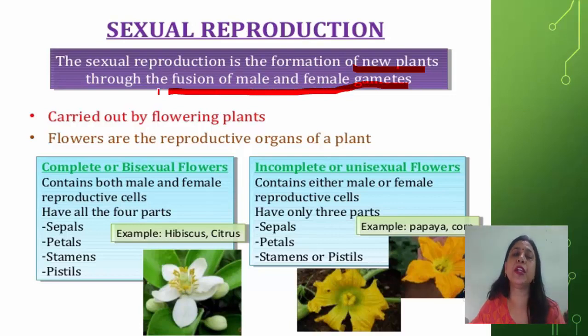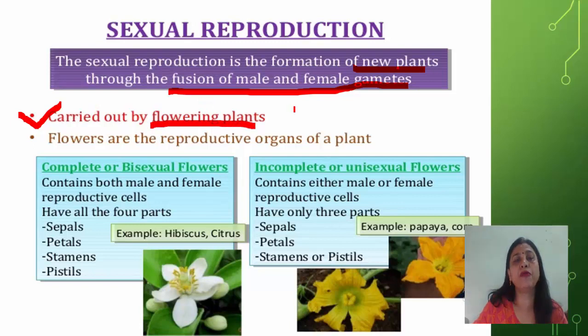Actually, sexual reproduction takes place when there are two parents involved, a male and a female. This is carried out by flowering plants only, because the flower is the main organ for reproduction. So sexual reproduction takes place only in flowering plants, as flowers are the reproductive organs of the plant.